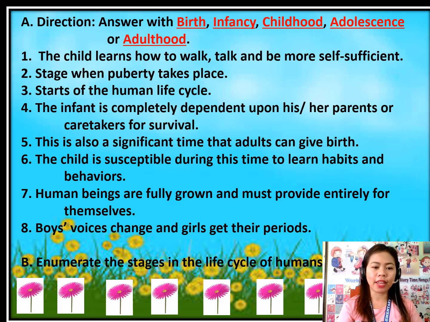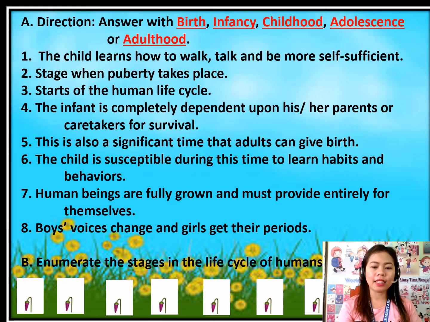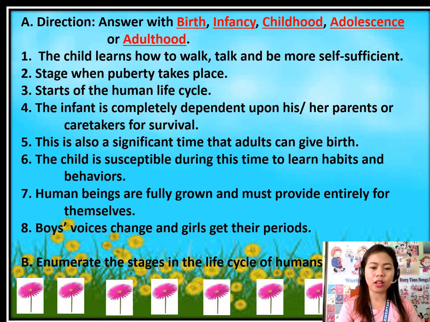Number 7, human beings are fully grown and must provide entirely for themselves. The last but not the least, boys' voices change and girls get their periods. And the last one, letter B, enumerate the stages in the human life cycle.